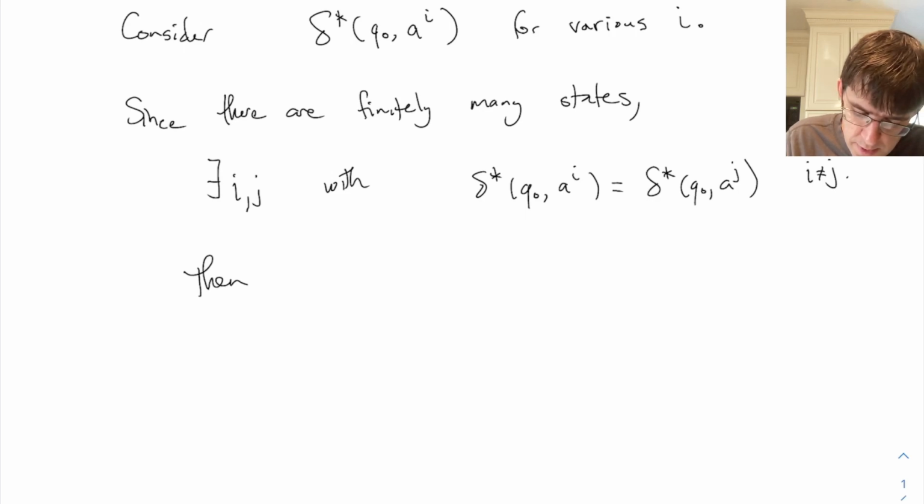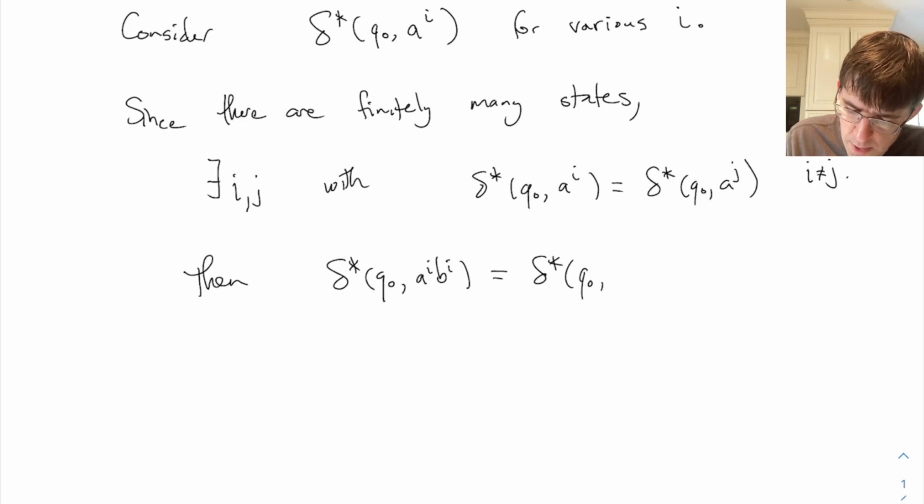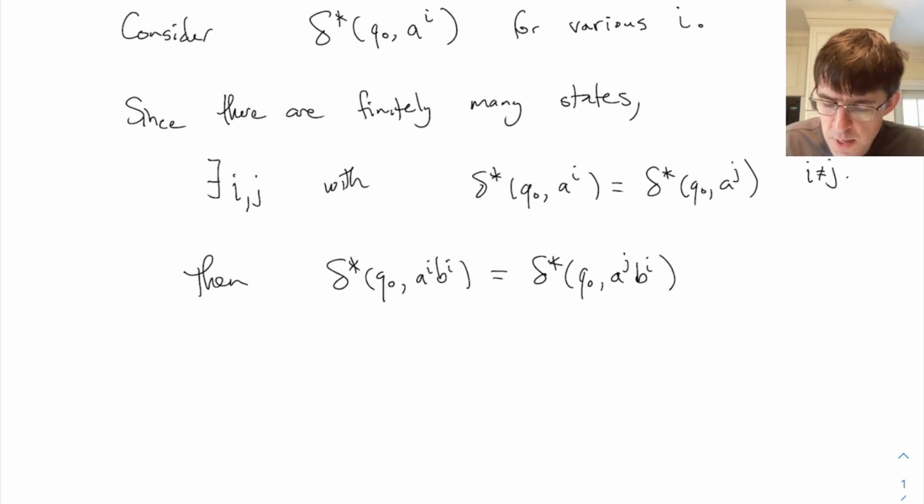That means that delta star of q0, a to the i b to the i must be the same as delta star of q0, a to the j b to the i. That's because the state you end up with after reading a to the i is the same as a to the j. And then if you follow that by b to the i both times, it has to still be the same, because they started in the same place, and then you did a bunch of B's. They're still going to be in the same place over here.